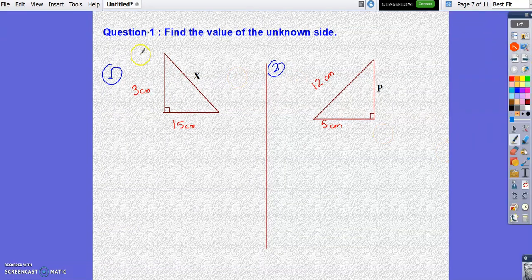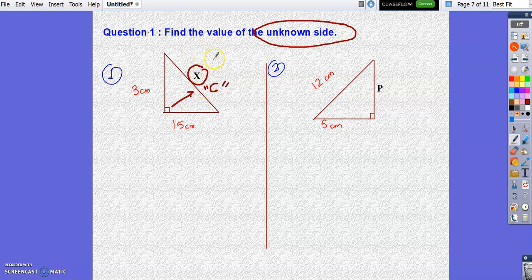Okay, I want you all to copy this question in your binder. Question number 1, find the value of the unknown side. So our unknown side in this question is this. Which is your hypotenuse? You see the 90 degree, draw an arrow. This is your hypotenuse. We will label this as C.